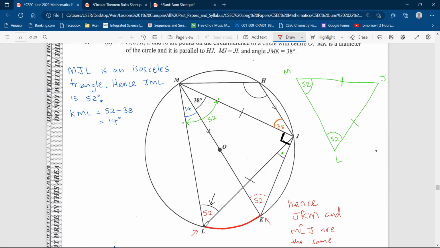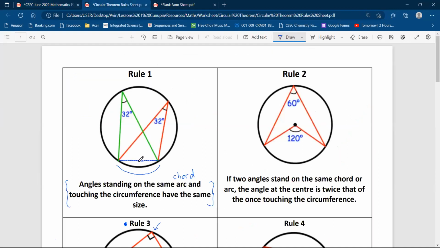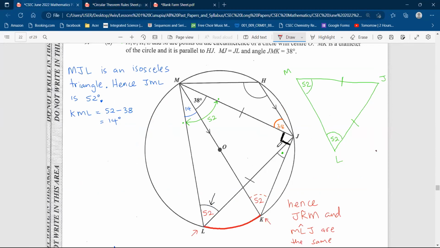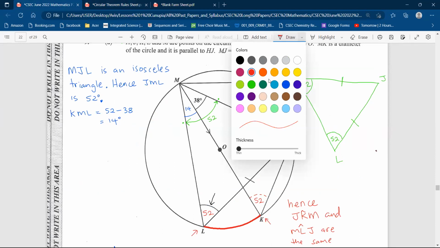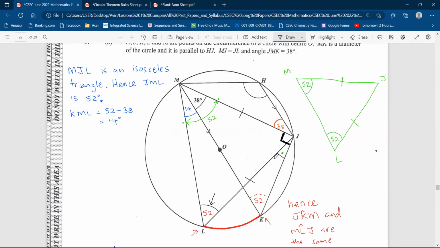Okay? There's an angle starting at K, hitting the circumference at M and bouncing back to K. Then there's another angle starting at L, hitting the circumference at J and bouncing back to K. Isn't that rule 1 again? So you have to write back this statement again and then say, hence, LJK is also how much degrees? 14 degrees because of rule 1.